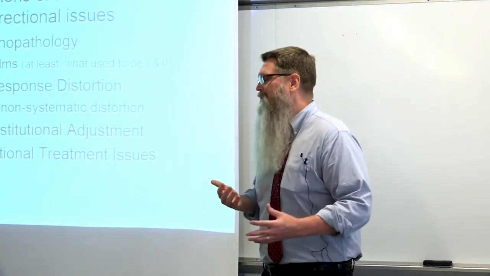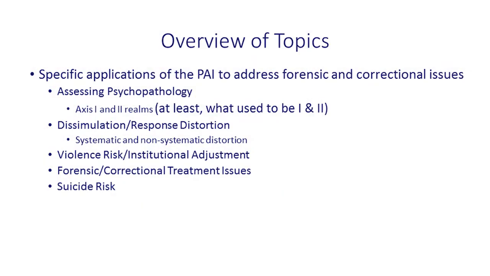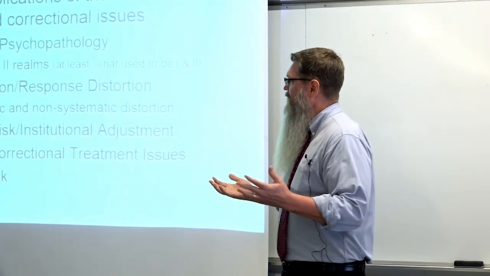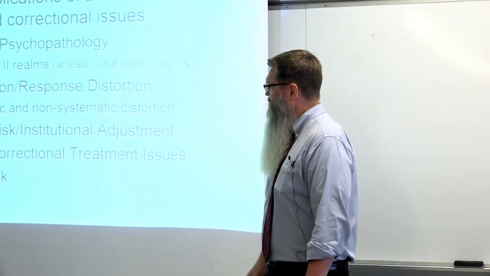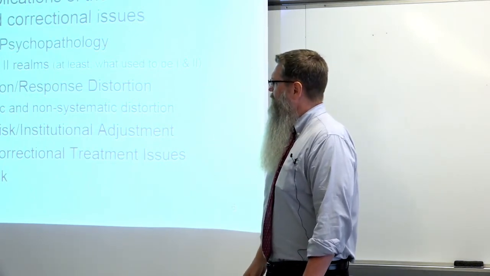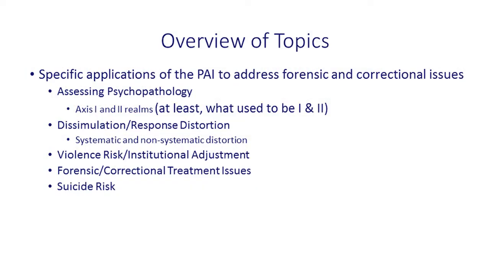If I go really, really quickly, which I tend to do, we might start in a little bit talking about response distortion, what the PAI can be used for, and what it tells you about somebody's approach to the testing situation, and what it tells you about their presentation of response styles. And then we'll go into violence risk and institutional adjustment types of issues.